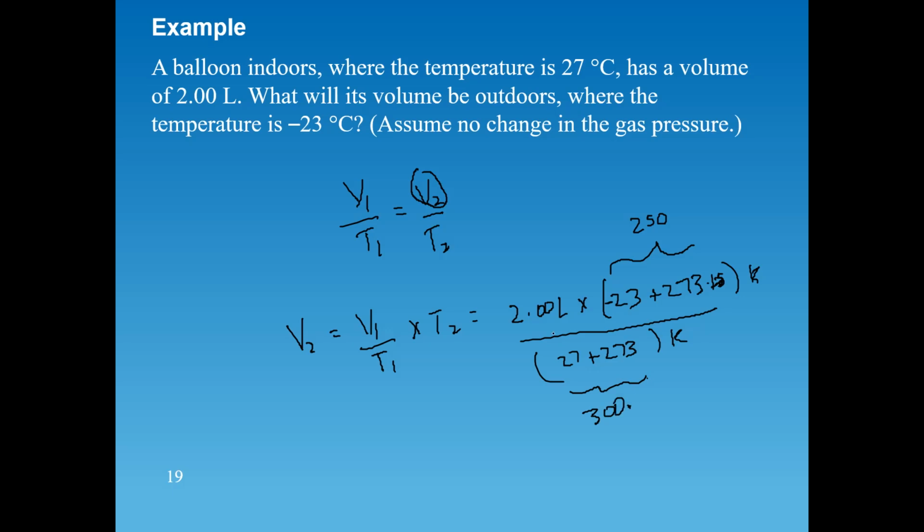So let me do that calculation here. That will be 2 times 250 divided by 300. Oh, let me do this again. 2 times 250 divided by 300. Okay, so the actual answer here, rounded off to 3 sig figs, would be 1.67. The answer would be expressed in liters. So that's basically how that is done.